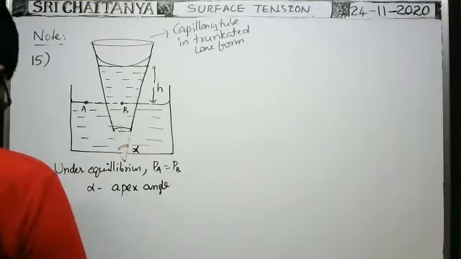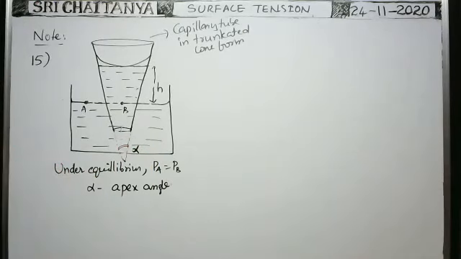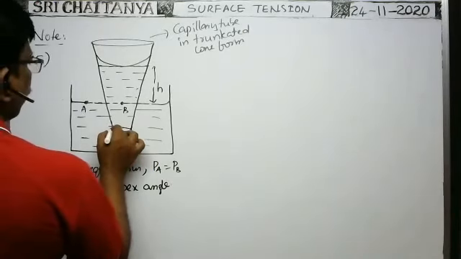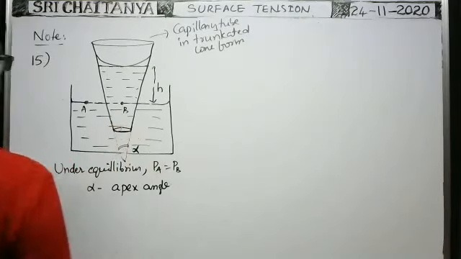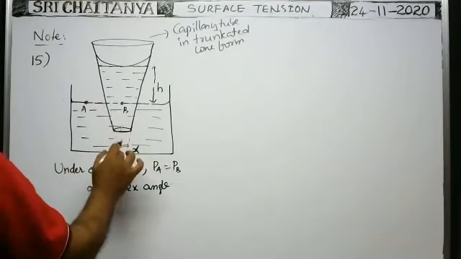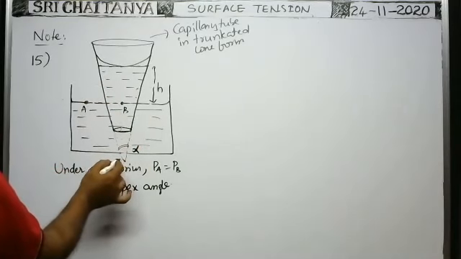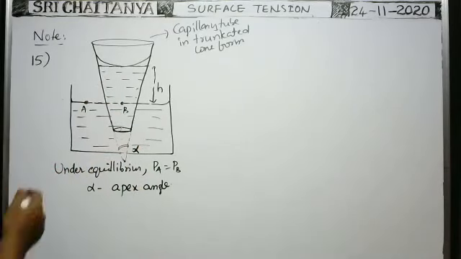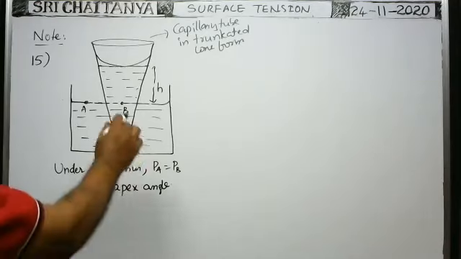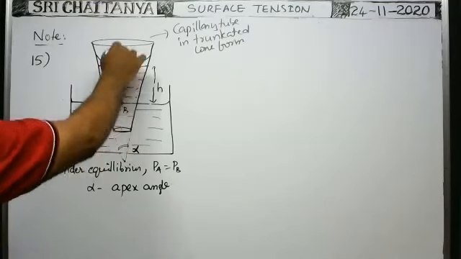This angle is alpha. The truncated cone is taken up to this only. But the apex angle is equal to alpha. That means the angle made by the opposite surfaces at the vertex is the apex angle, which is given as alpha.